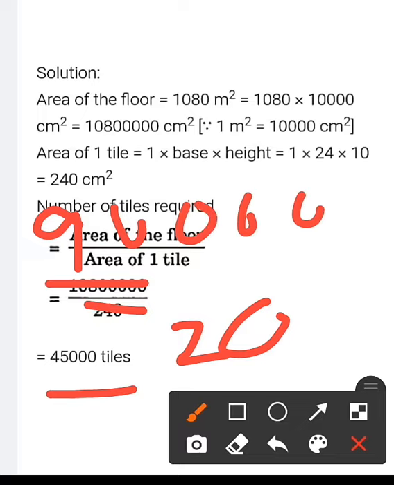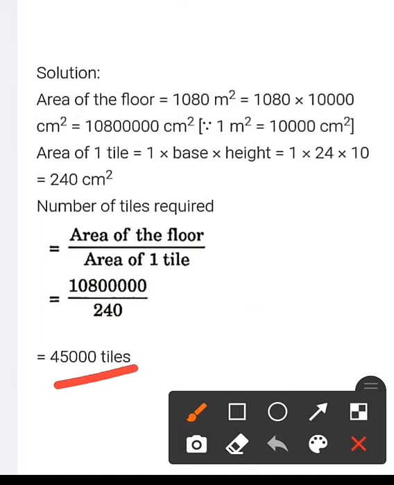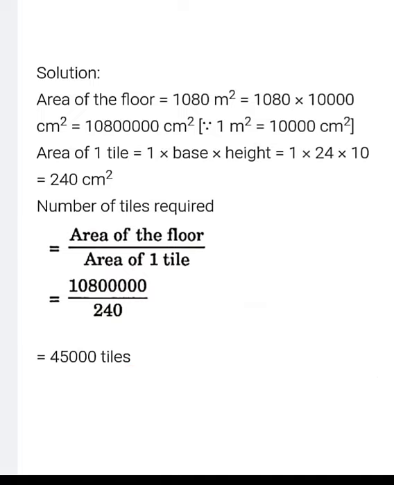Now this 0 and 0 cancel, and here 12 45s are 90. This way you can do cancellation. Your answer will be 45,000 tiles. So this will be your final answer. So this was the solution part of the fourth one.